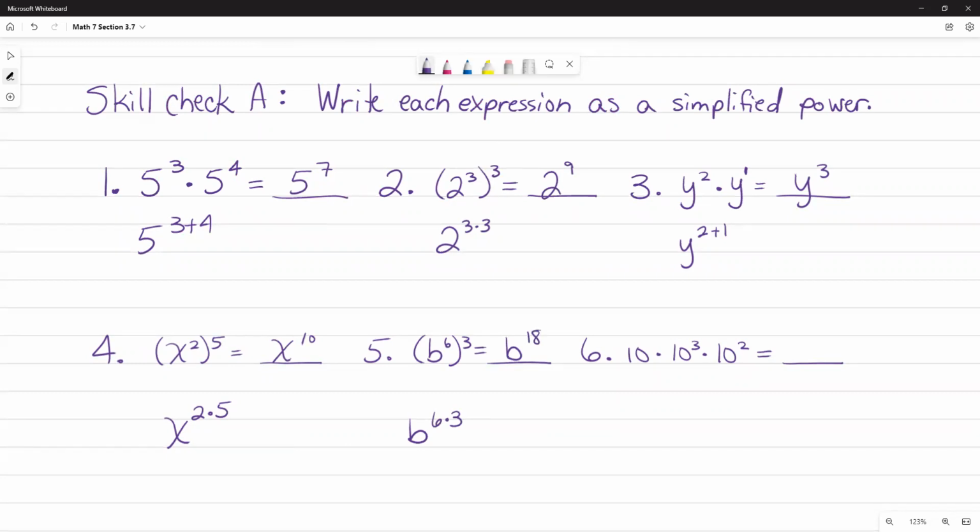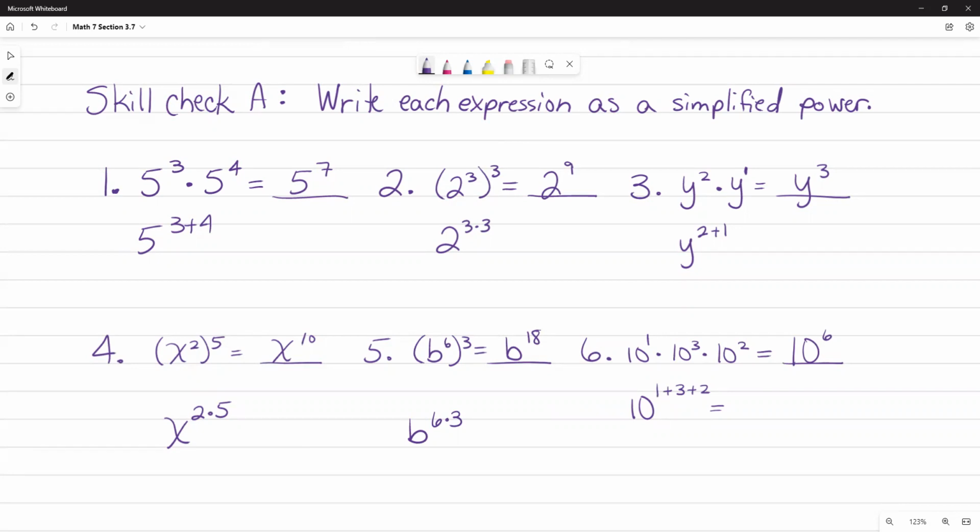All right, now what about number 6? What are we doing with these exponents? What are my exponents? 3 and 2. And 1. Don't forget that 1. So these exponents are 1. Are we multiplying or adding? Adding. So this is 1 plus 3 plus 2, which equals 10 to the power of 6. Awesome. Okay.